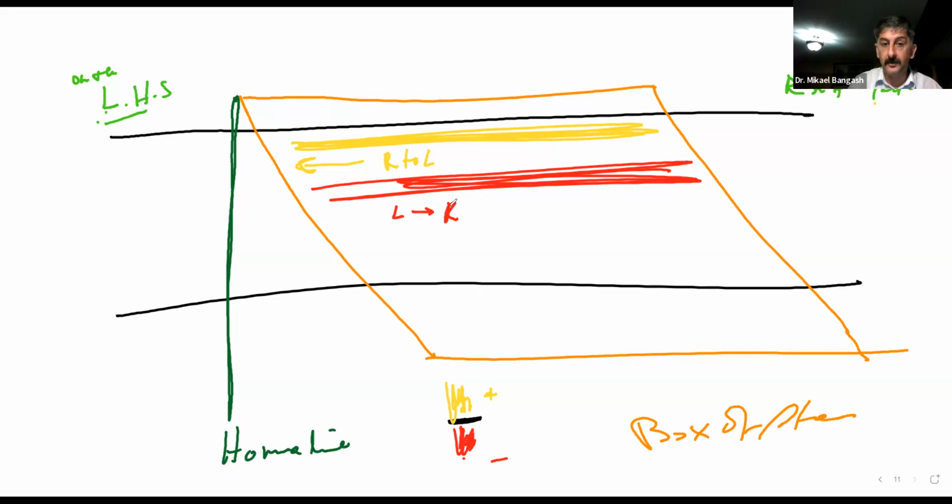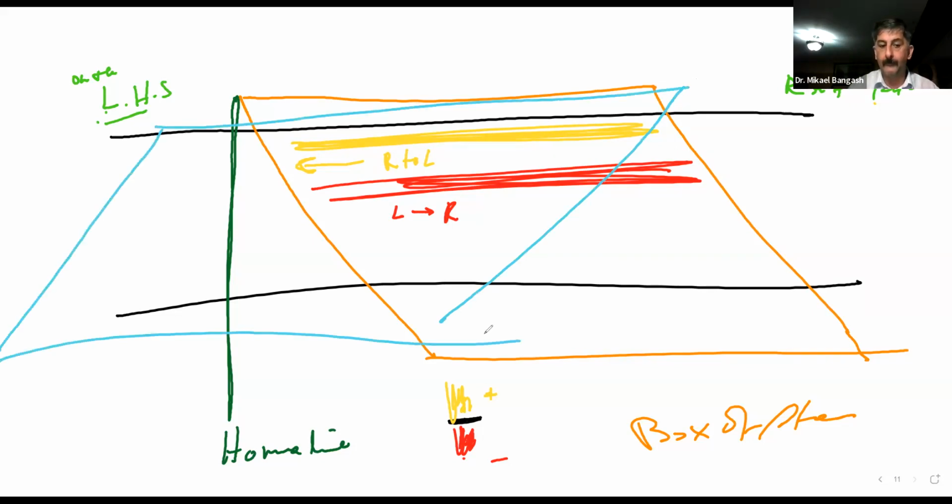Now, ladies, let's just do the unthinkable. Why unthinkable? Let's say that our box was steered like this. Now, in this instance, this is going to be our home line. Did that make sense? Yes.